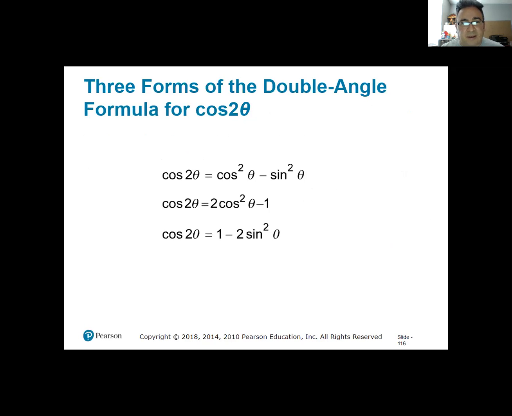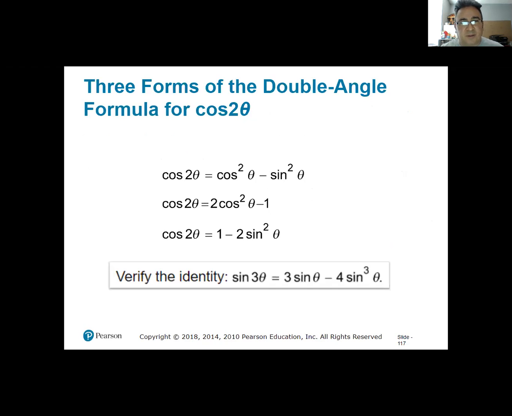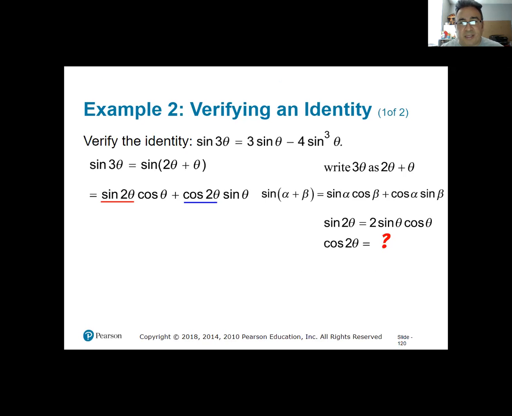Those were the 3, right? So the question is, which of the 3 would be the better one? When you look at what you're trying to do, you're trying to verify this identity. You're trying to get to sines. Of the 3, which is the only one that has sines on the right? The bottom one, right? 1 minus 2 sine squared theta. So that's what we're going to replace it with.